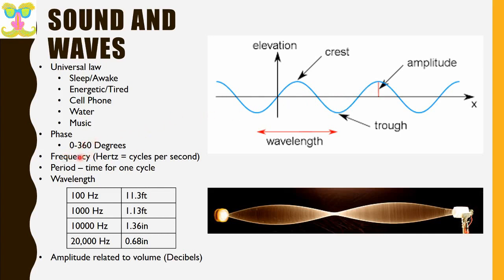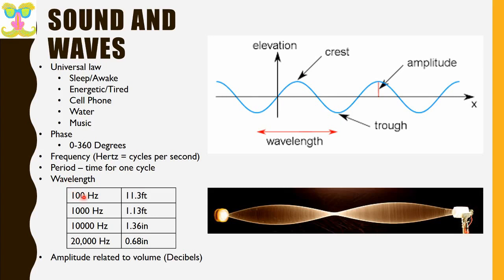And how fast it repeats is the frequency. In music, we measure it in hertz, which is cycles per second, and that's how many cycles, 0 to 360, happen in 1 second. So period is the time for one cycle, and so for hertz, you would divide the number of cycles by the number of seconds. And that would give you your time. In our asleep, awake example, your time would be 24 hours.